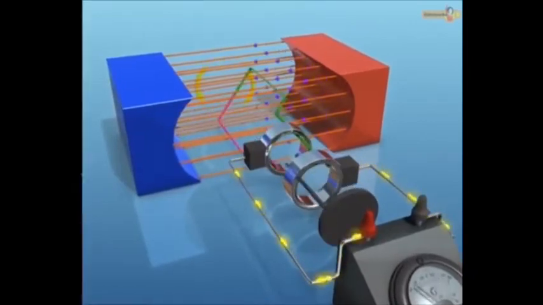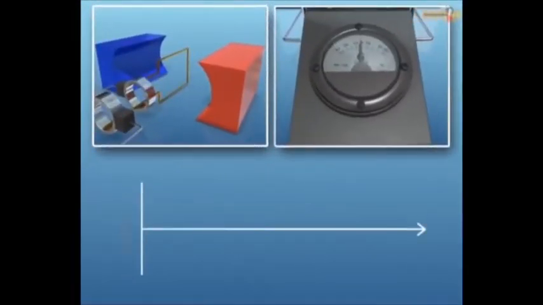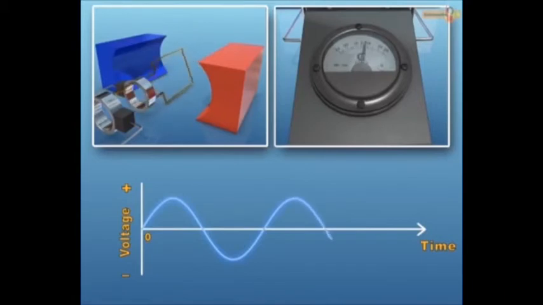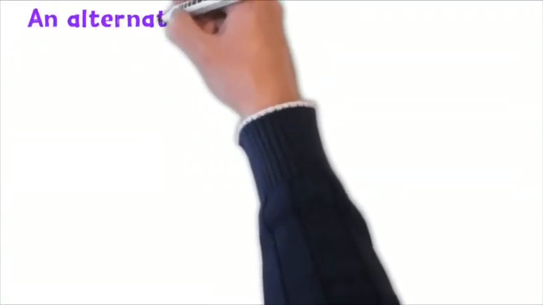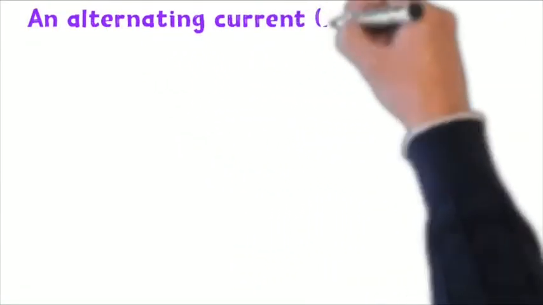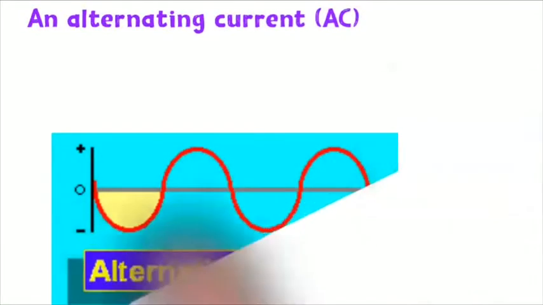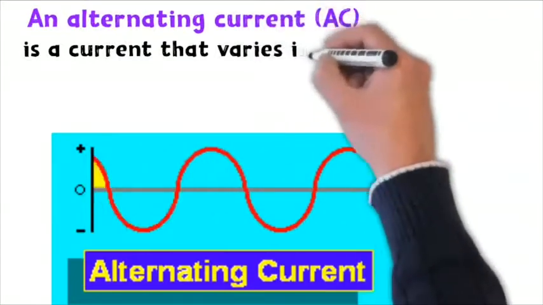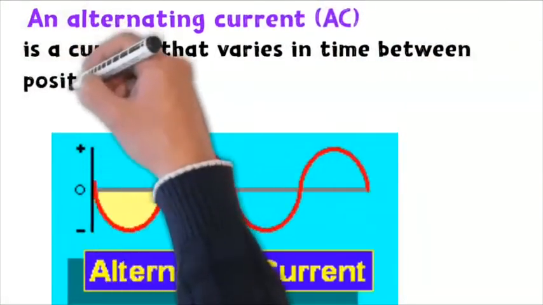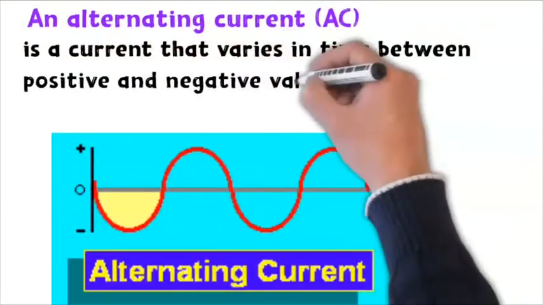If we plot a graph between the induced EMF and time, we will observe that the induced EMF shows sinusoidal behavior. It can be seen from the graph that the direction of the current keeps on changing with time, which again shows the alternating nature of the induced current. I think you know that an alternating current, AC, is a current that varies in time between positive and negative values, with the variation often showing a sinusoidal form.